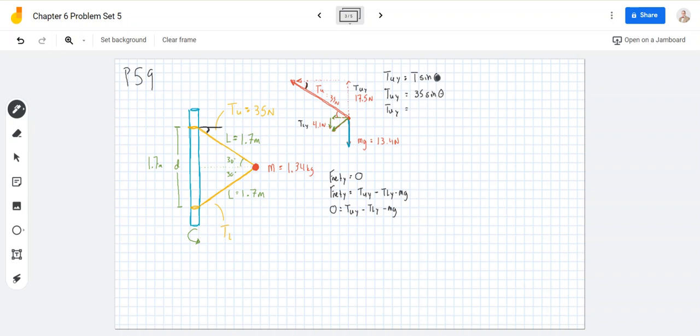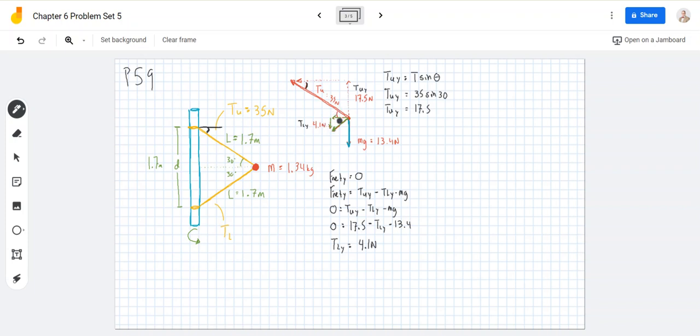Sine 30, oh, sorry. Sine 30 is a half, so this is 17.5. So this is what I mentioned earlier. That's how I know that's 17.5. So 0 is equal to 17.5 minus T lower in the y direction minus, what's my MG? So this tells me that my T lower in the y direction is equal to 17.5 minus 13.4, and I got that as 4.1 newtons. That's where that little 4.1 comes from.